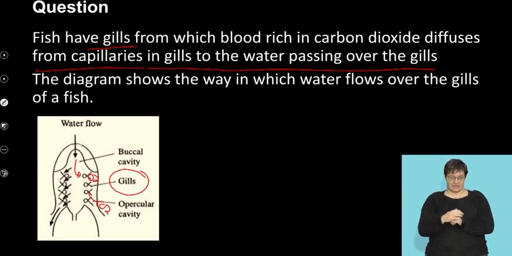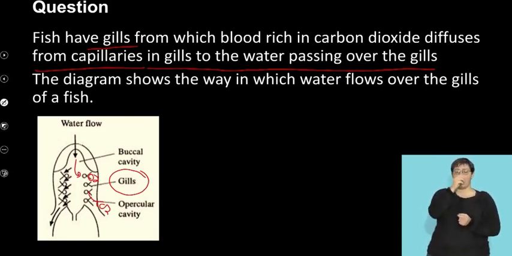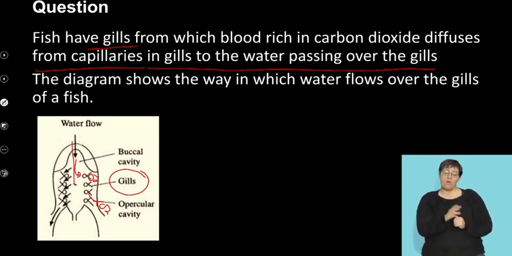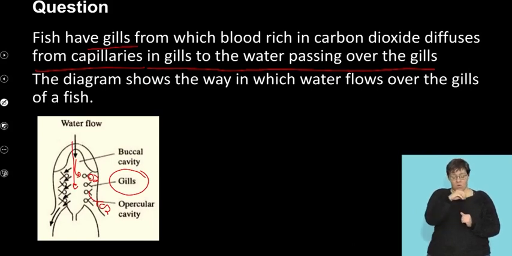So here we have the next part, the diagram that shows the way in which water flows over the gills. I'm explaining the concept because it's going to be important when we look at the questions. So the water comes in, the mouth is open, and the opercular cavity is going to be closed. And then what happens is when the mouth closes, those gills are going to open and the water is going to go out there.